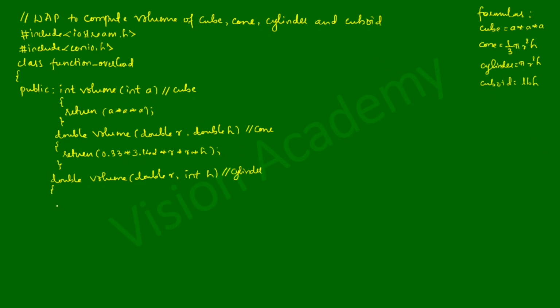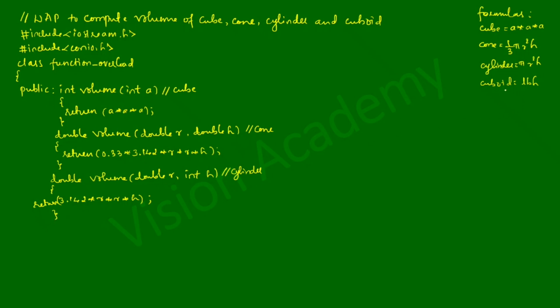Next, curly open brace. Here we are going to apply this formula. Pi value is what? 3.142. I'm going to write 3.142 into r square h. R square can be written as r into r into h. So this has to be returned. So here I'm going to write return, and inside of the bracket you can write this formula, curly closing brace.